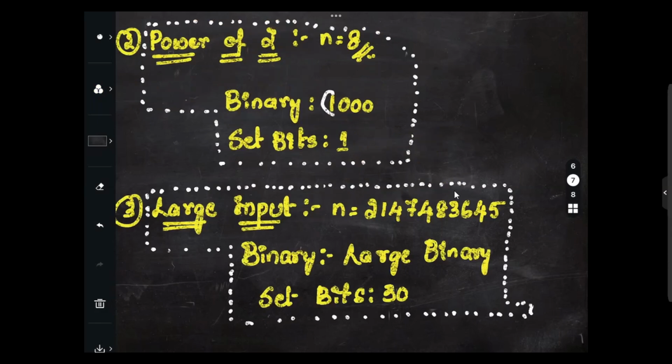The second edge case is a power of 2. N equals 8, binary 1 0 0 0. In this case the set bit count is 1. We have only one set bit here, you can clearly see it. So this is fine.